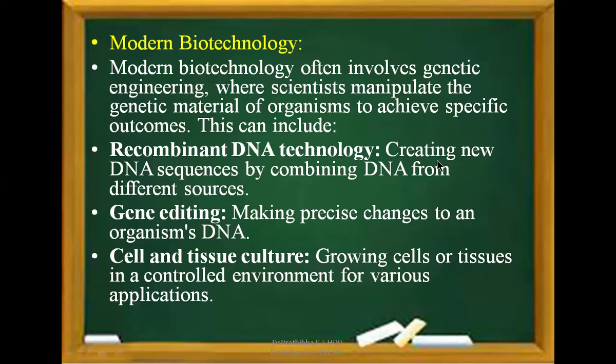Recombinant DNA technology is used to create new DNA sequences by combining DNA from different sources. The next one, gene editing, is making precise changes to organisms' DNA, where you can also recall CRISPR-Cas9. Cell and tissue culture is growing cells or tissues in a controlled environment for various applications. All these come under modern biotechnology.